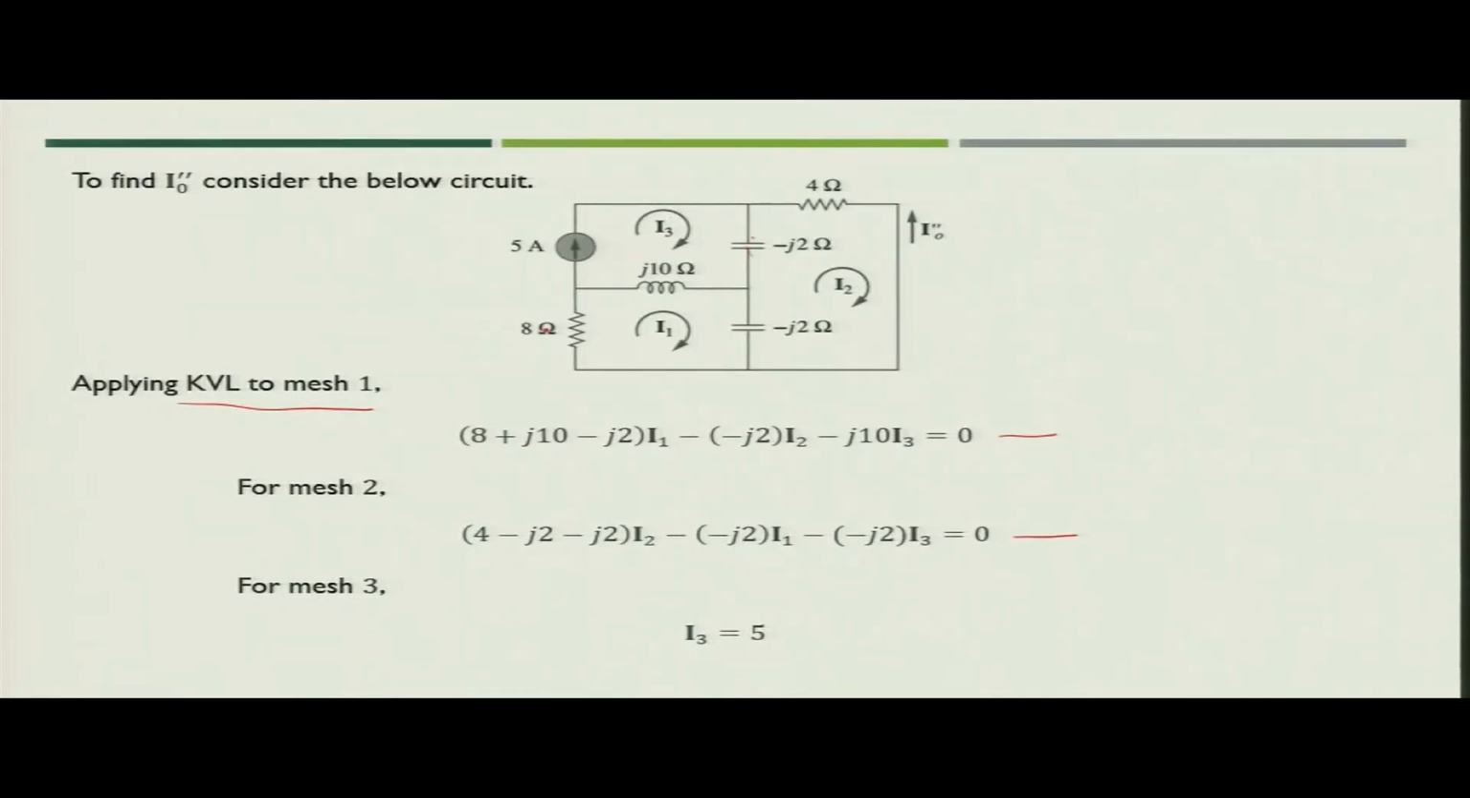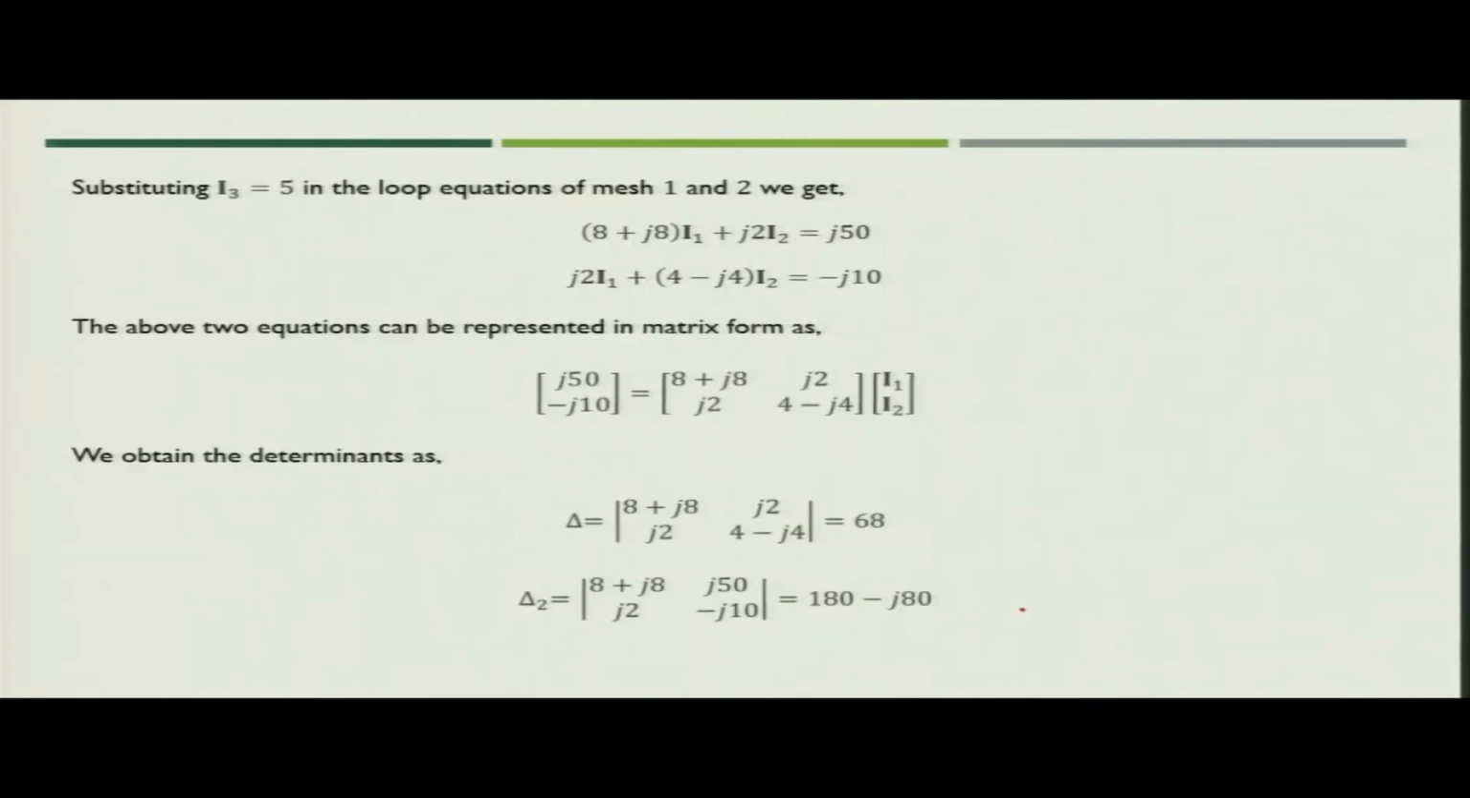If you see mesh 3, you can directly say that I3 is nothing but equal to 5 ampere, which is the current source. So, what next you have to do? You put the value of I3 in these two equations. So, it will be simplified as (8 plus 8j) I1 plus j2 I2 is equal to j50, and j2 I1 plus (4 minus j4) I2 equal to minus j10.